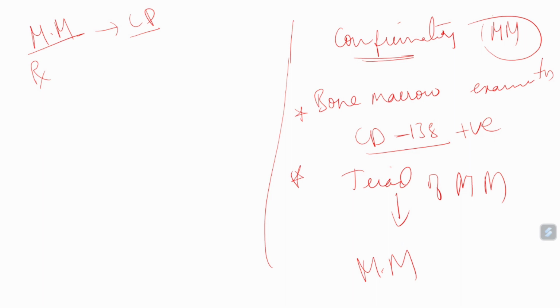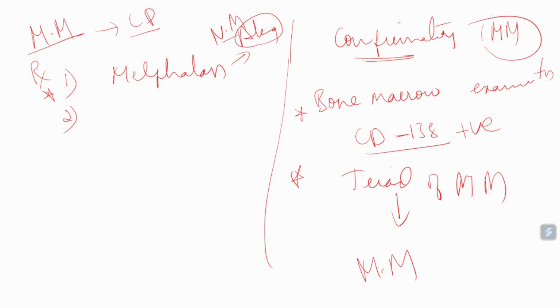And after diagnosis, for multiple myeloma we have the main treatment. We have a main drug, a very, very important drug, Melphalan. Melphalan is an alkylating agent in the nitrogen mustards. This is one drug, and along with this, we can also use another very important drug, dexamethasone. Dexamethasone is a very important corticosteroid.